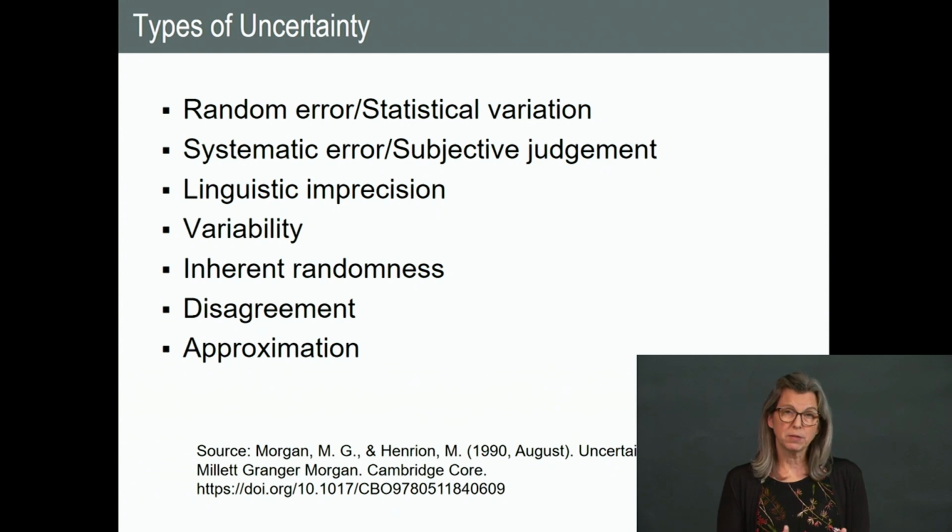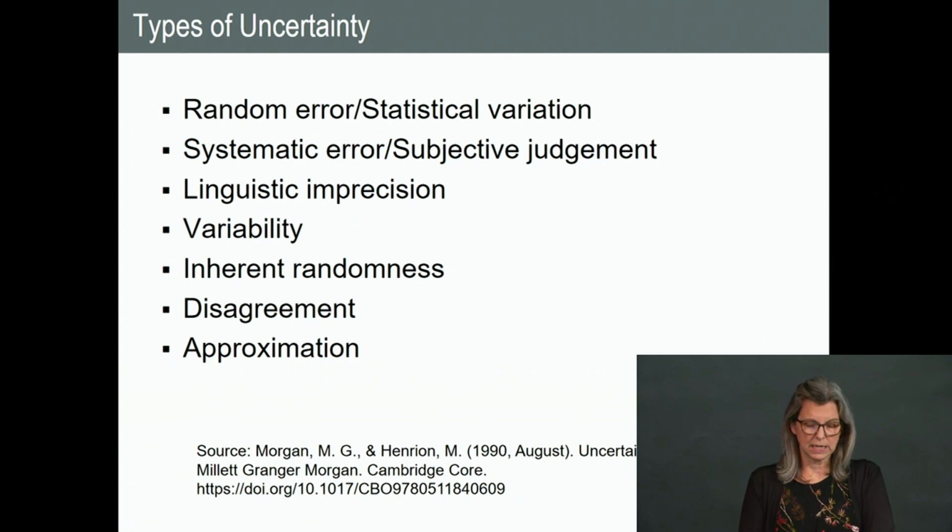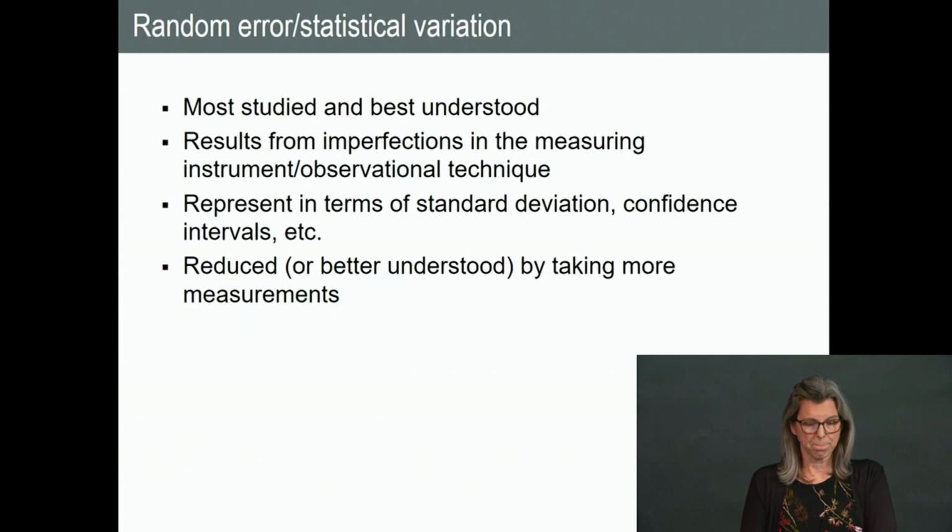So there's a few types of uncertainty. I'm just going to run through. You're probably familiar with some of them, but you might not be familiar with all of them. So these are the types of uncertainty. I'm going to go through all of these. And I wanted to mention there's a book called Uncertainty by one of my advisors, Granger Morgan, and Max Henrion, which was put out in 1990. It's a great, deep look at uncertainty analysis and how it can be used to improve policy decisions. So I highly recommend that.